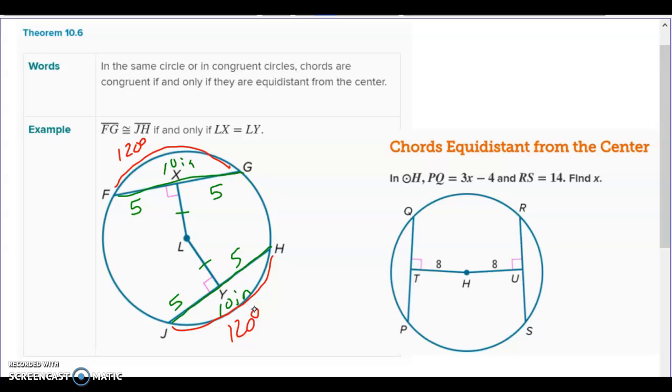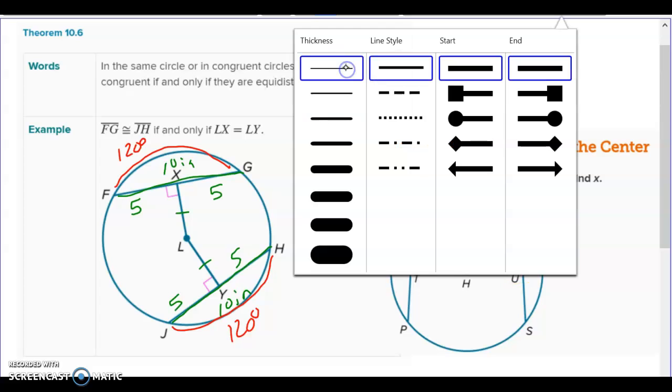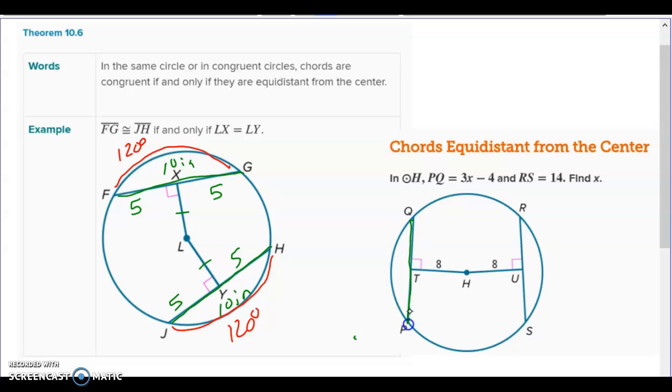Over here in this example, I notice that piece is 8, that piece is 8. Then that means that this chord is equal, so QP is going to be equal to RS. I know PQ is 3x minus 4, and RS is 14, so those two things would need to be equal. Then again, we would do the algebra and figure out what x is. I'll do that on the PDF version.